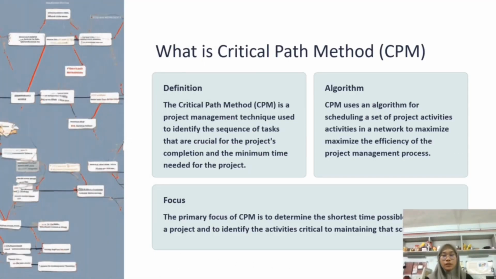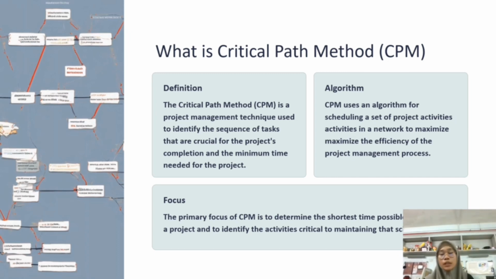Next, what is critical path method, CPM? There are 3 components in CPM. The first one is definition. The critical path method, CPM, is a project management technique used to identify the sequence of tasks that are crucial for the project completion and minimum time needed for the project.